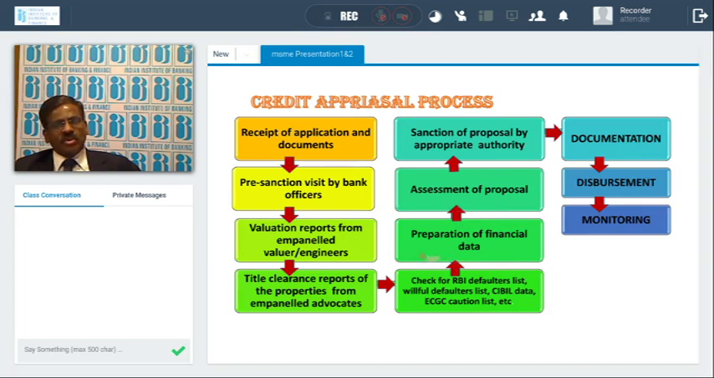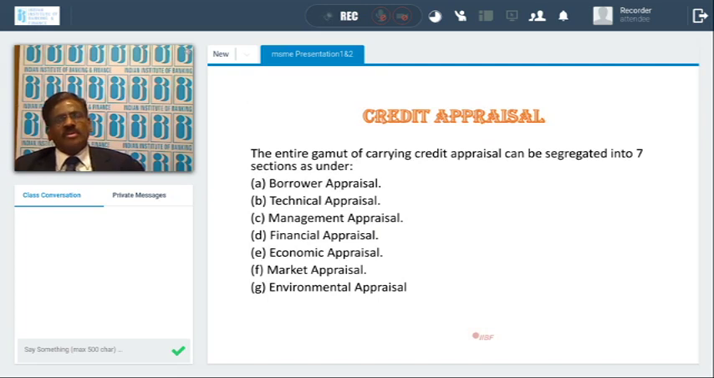Then, based on that information, we'll go for the preparation of financial data. Then we'll make an assessment. Then we'll sanction, documentation will be completed, then disbursement and monitoring. So these are the basic processes involved in the credit appraisal. Generally, in the credit appraisal, we see there are 7 components, 7 parts we can say, to analyze a particular borrower: borrower's appraisal, technical appraisal, management appraisal, financial appraisal, economic appraisal, market appraisal, and environmental appraisal.